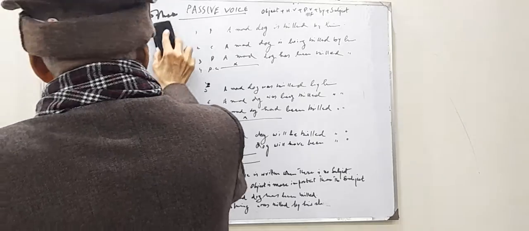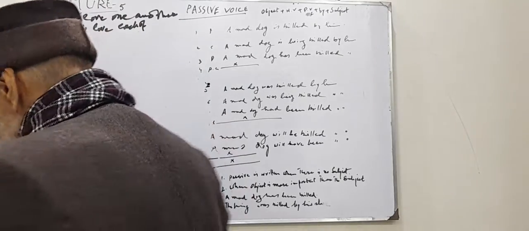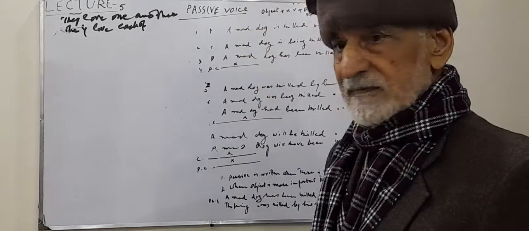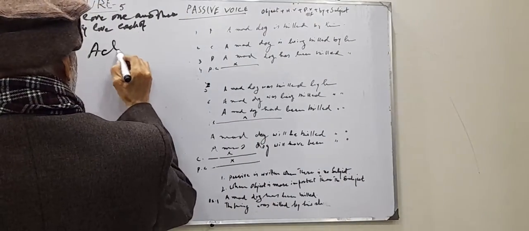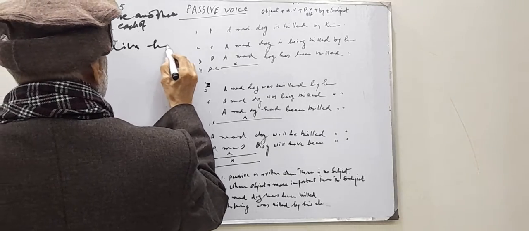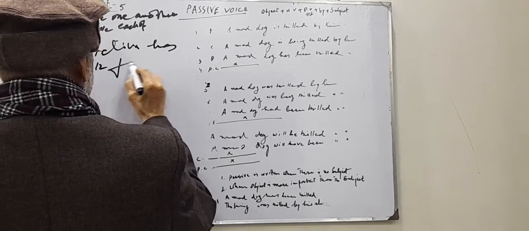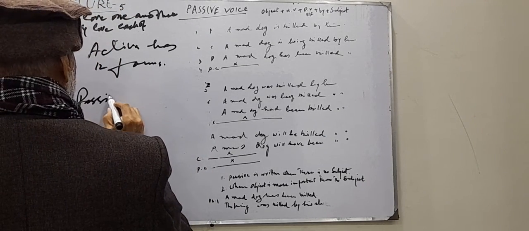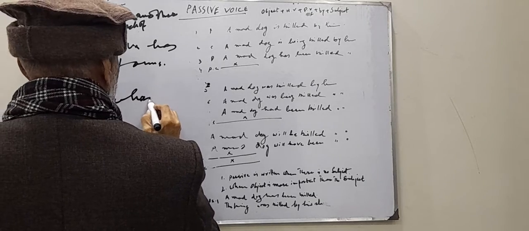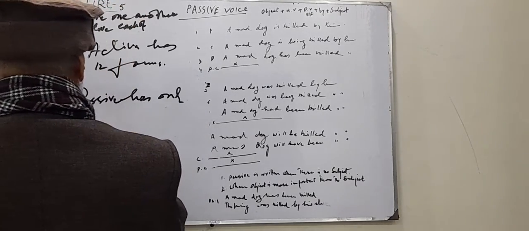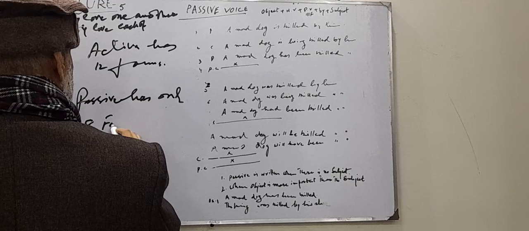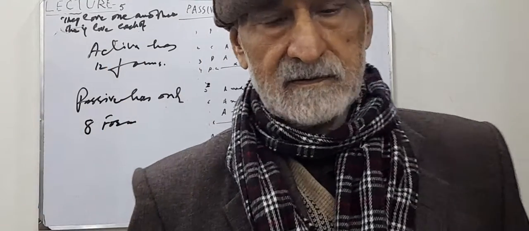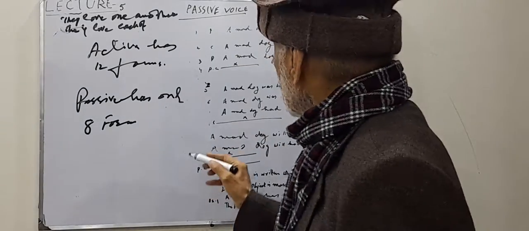Yesterday, we were dealing with the active voice. Today it is passive. Active has 12 forms. Passive has only 8 forms. Remember, only 8. Now look at here.